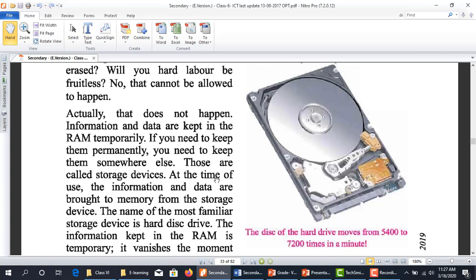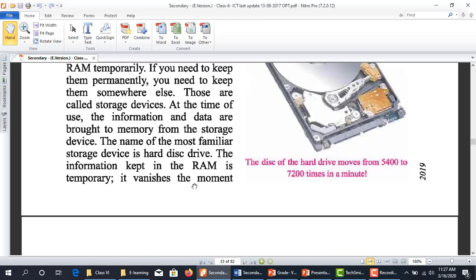1024 kilobytes means 1 megabyte. 1024 megabytes means 1 gigabyte. 1024 gigabytes means 1 terabyte. So all of these units measure the memory in the hard disk.